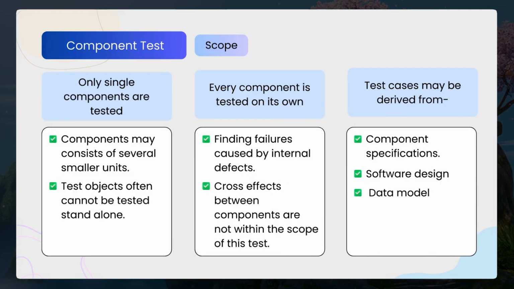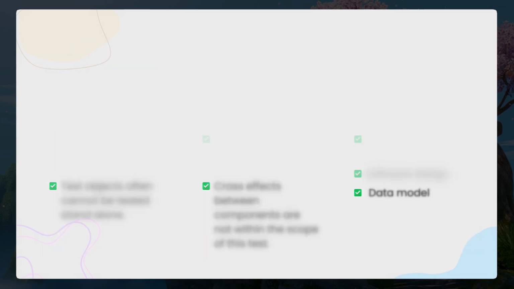Here in this component test, only single components are tested, where components may consist of several smaller units, and test objects often cannot be tested standalone. Again, every component can be tested on its own, finding failures caused by internal defects. Cross effects between components are not within the scope of the test. Component test cases may be derived from component specifications, software design, and data model.